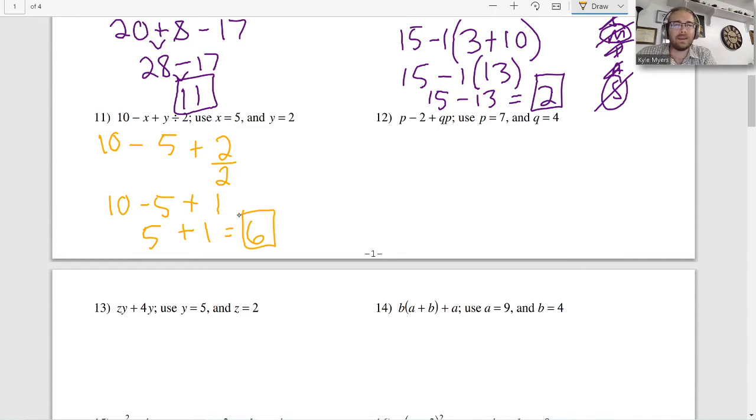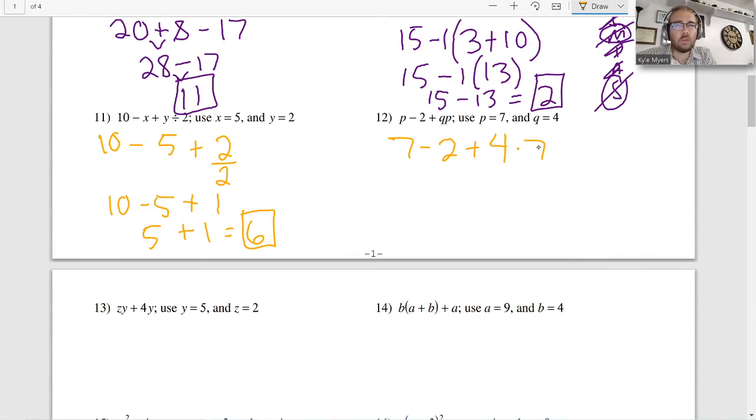6 es la respuesta. So then we go on to the next one. P is 7 minus 2 plus QP. Q is 4. P is 7. A little bit slow on that one just because Q and P look so similar. It's just like one is flipped over.